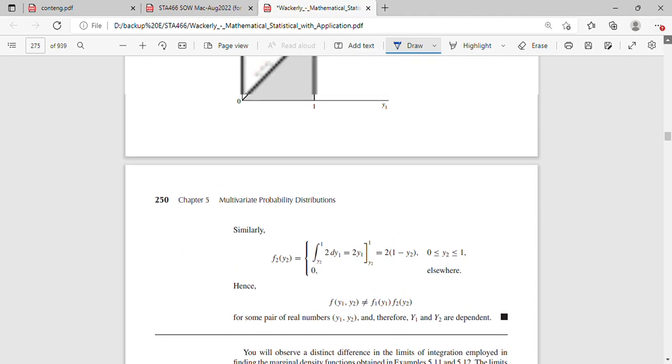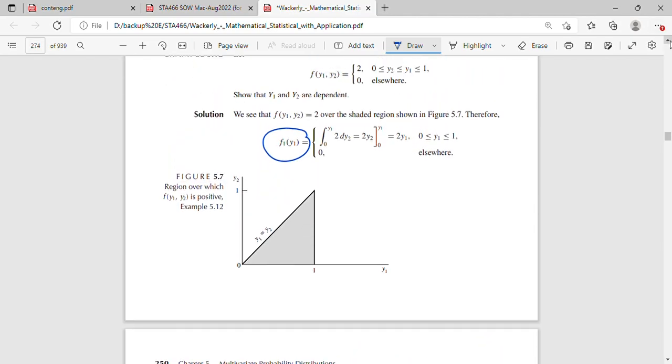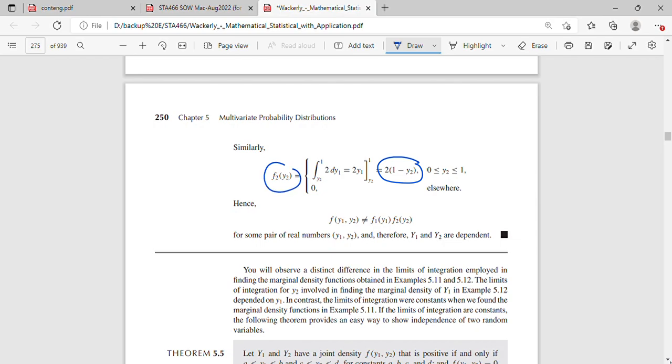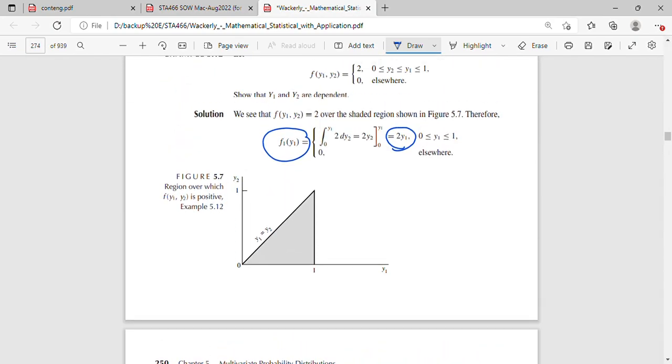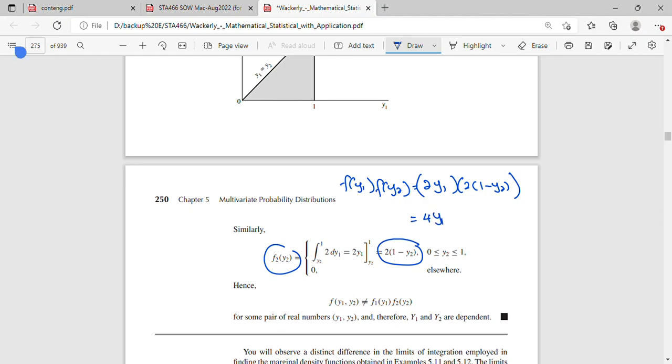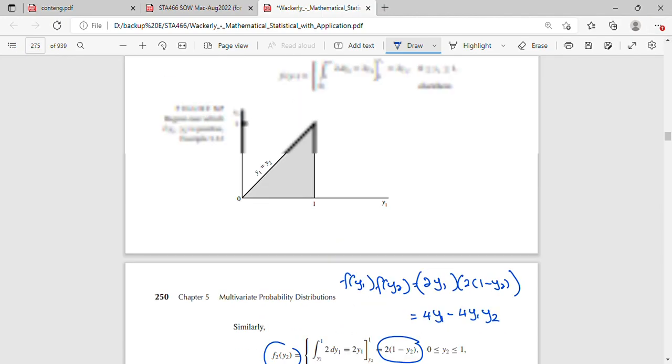This one, dia nak show that Y1 and Y2 are not independent. So, first thing first, cari dulu marginal. You dah tahu dah macam mana nak dapatkan marginal. Okay, this one marginal untuk Y2. So, bila multiply that to 2Y1. Okay, bila kita multiply dengan fY1 multiply dengan fY2 equal to 2Y1 multiply dengan 2(1 minus Y2). So, you akan dapat 4Y1 minus dengan 4Y1 Y2.